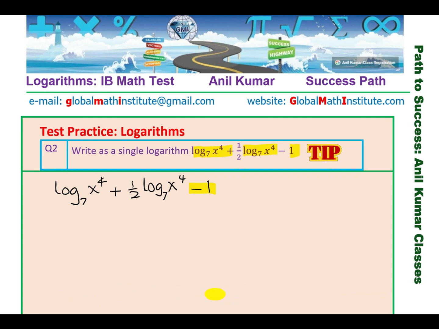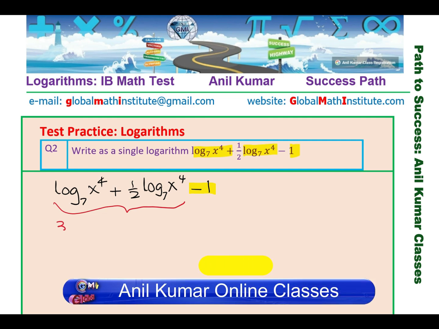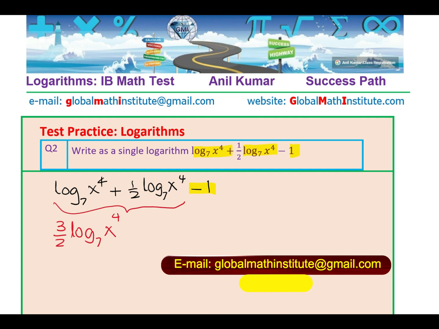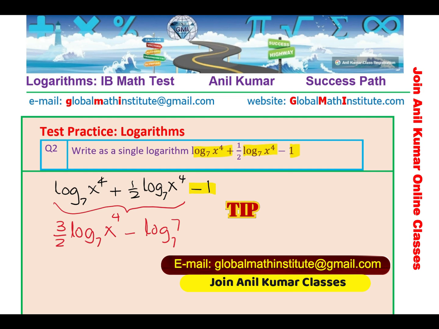Well, you can definitely combine the first two terms, which means half log to the base 7 of x to the power 4, 1 plus half is 1 and a half. You can write this as 3 by 2 log to the base 7 x to the power of 4. That is not an issue. You could do it, right? Many other ways you could have done it. Agreed. But how should I bring that minus 1 into a logarithm? Well, that gives me an idea. I could write this 1 as log to the base 7 of 7 itself. Now it makes sense, right?